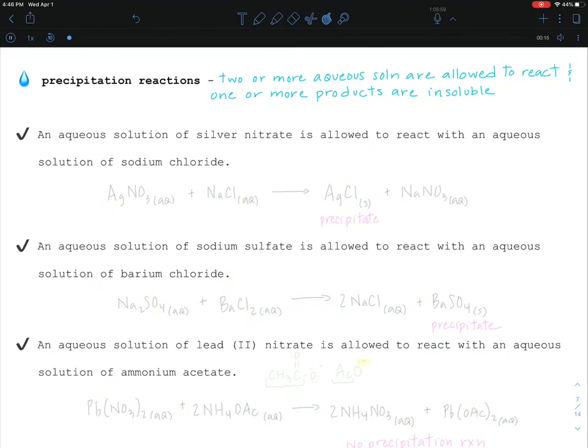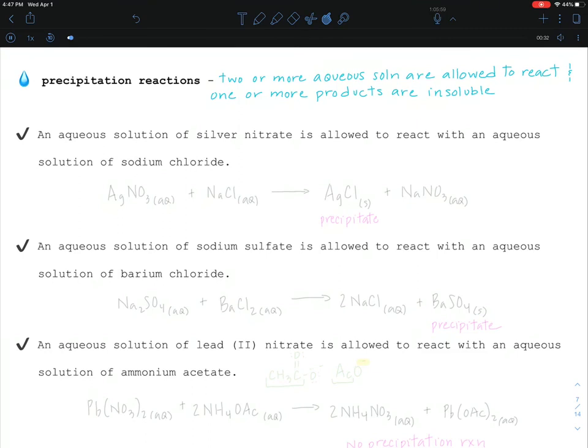We already went through the solubility rules, and so now we want to go through some precipitation reactions and predict if, number one, we have a precipitation reaction, and number two, what the precipitate is going to be. And that's going to be based on our solubility rules. So I have three examples here.